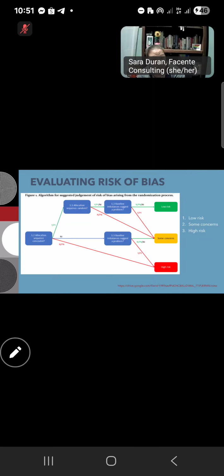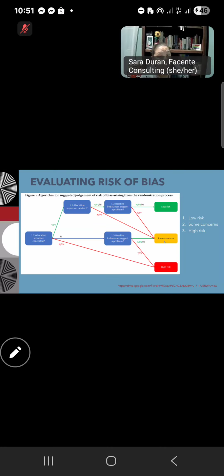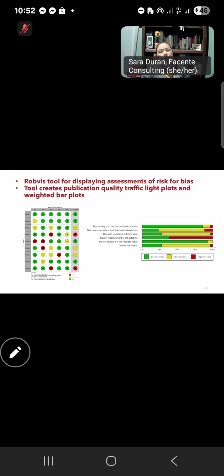In order to be considered low risk of bias, the study has been judged to be at low risk in all of the domains. In order to be considered as having some concerns, there are some concerns that have been raised in at least one of the domains. And then if a study is high risk, at least one domain has been judged as high risk of bias, or there are some concerns in multiple domains in a way that substantially lowers confidence in the results overall. And ultimately, you want to track the amount of bias in each study you're including in your review, and then you're going to report that out in your paper.